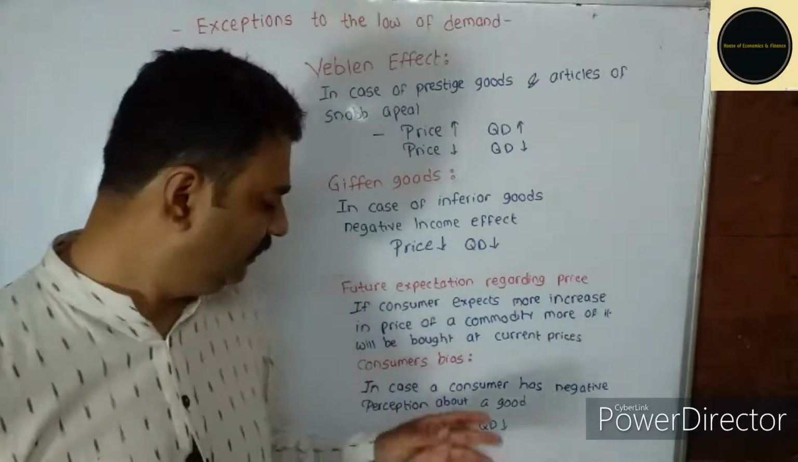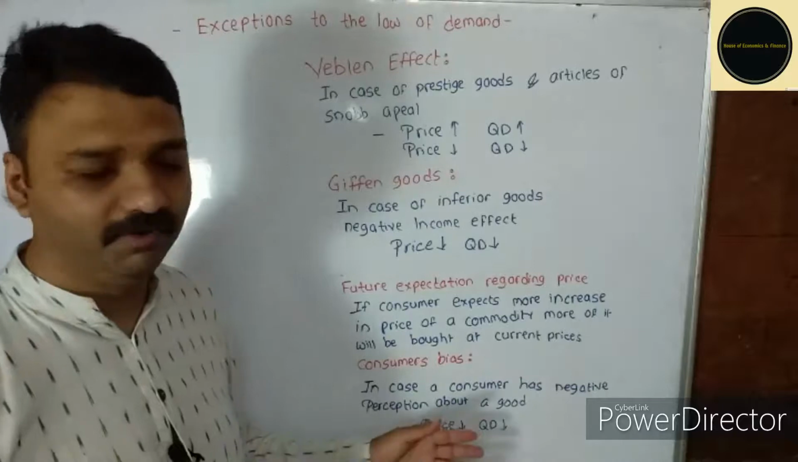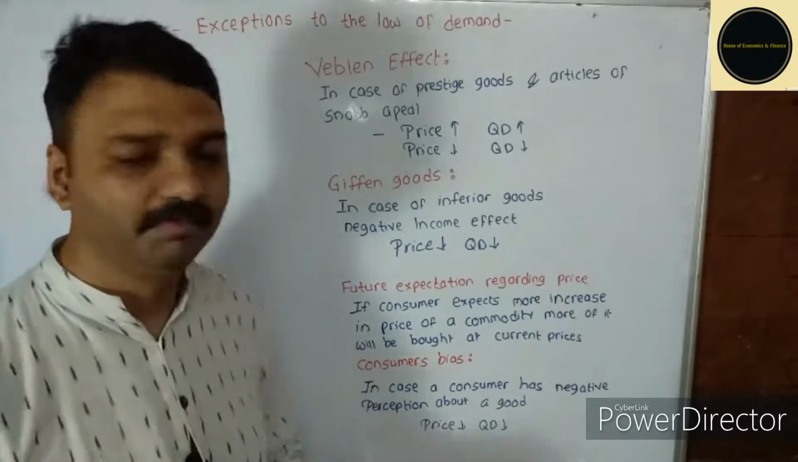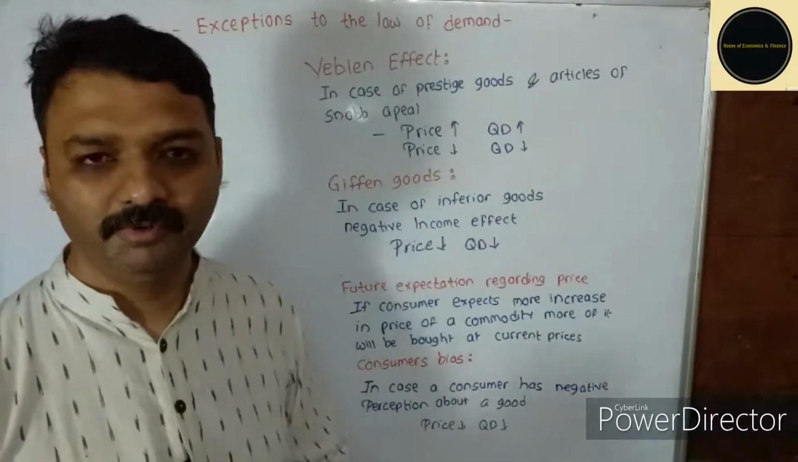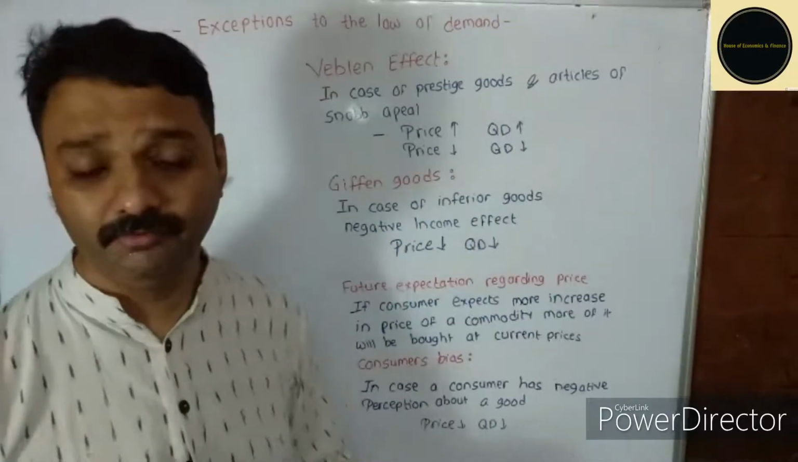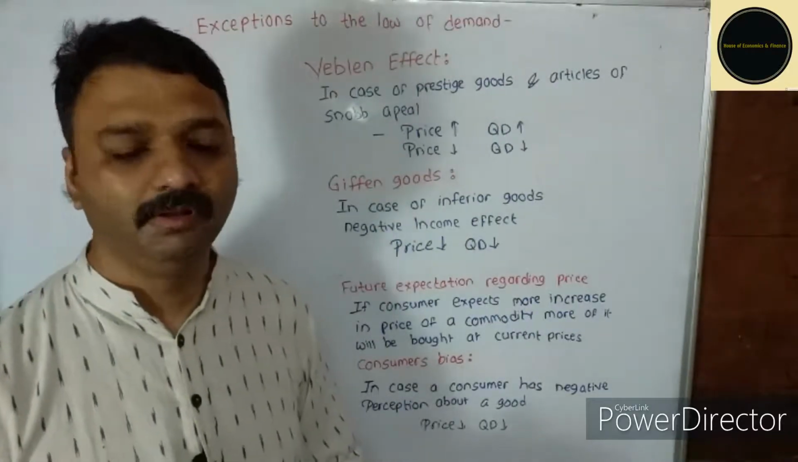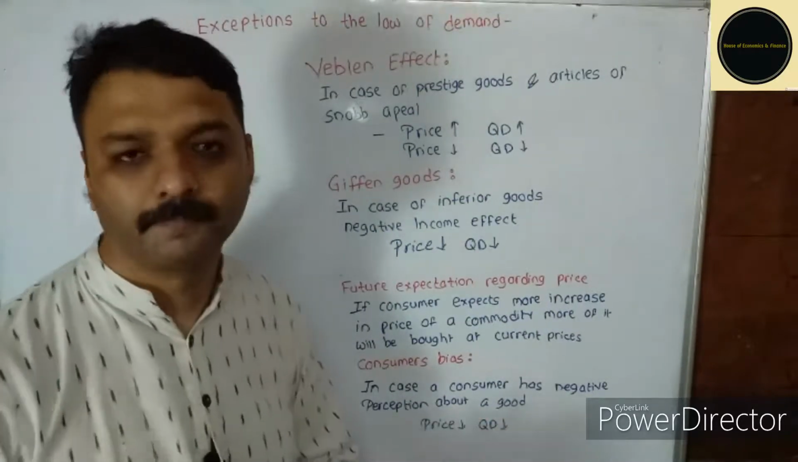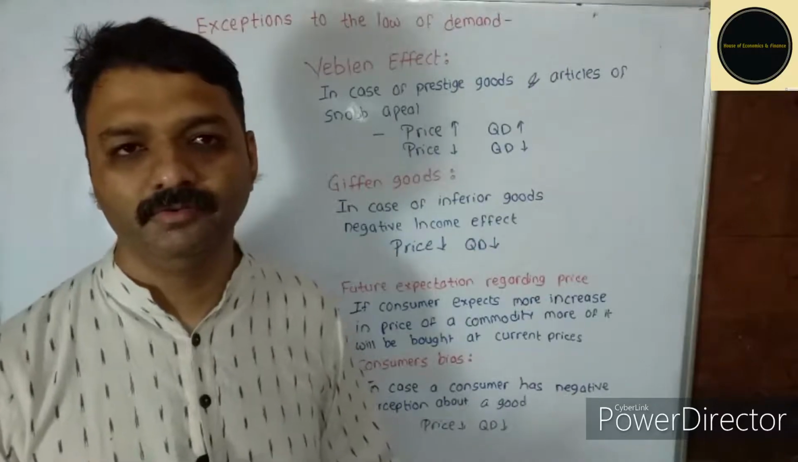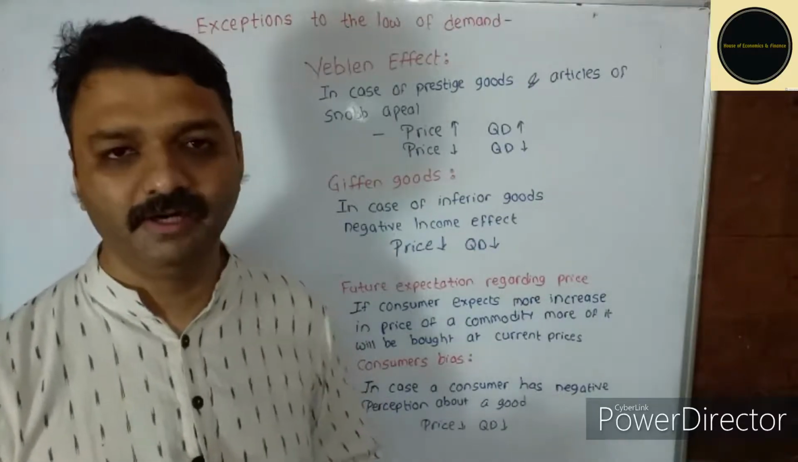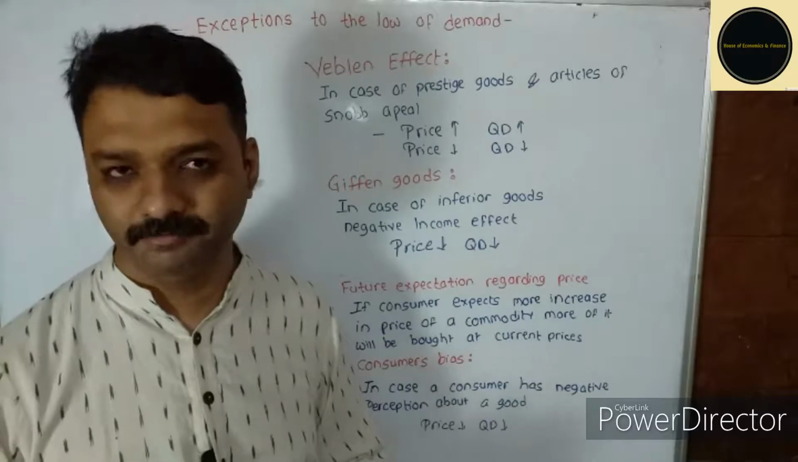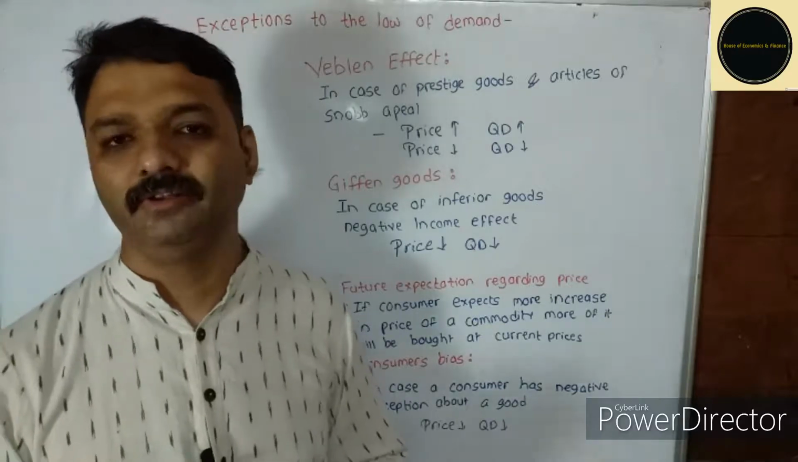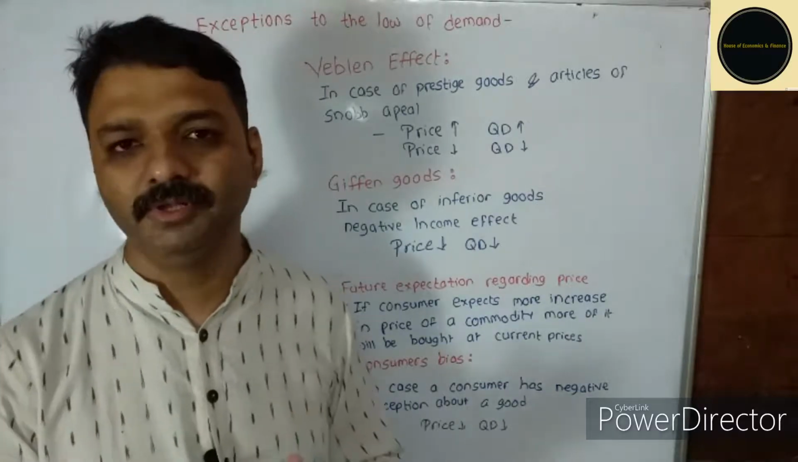So in this case, even if the price decreases, for example, the shopkeeper is willing to give heavy discounts, the quantity demanded decreases, because the consumer's perception is that these goods might be defective. So these are some of the exceptions to the law of demand.